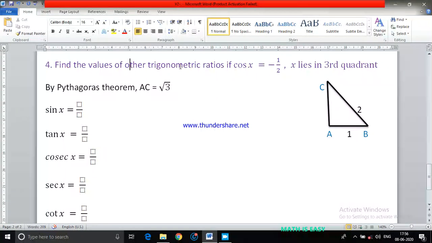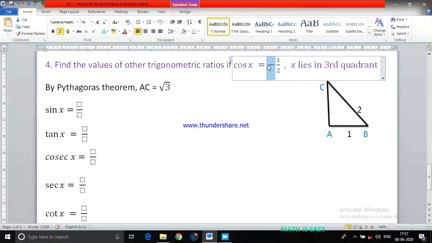Now there is another type of question. Find the values of other trigonometric ratios if cos x equals minus 1 by 2 and x lies in the third quadrant. If I ignore this minus sign, for example, this minus is coming because x lies in the third quadrant. In the third quadrant, cos is negative. Only tan and cot are positive. All Silver Tea Cups. T means tan and cot.